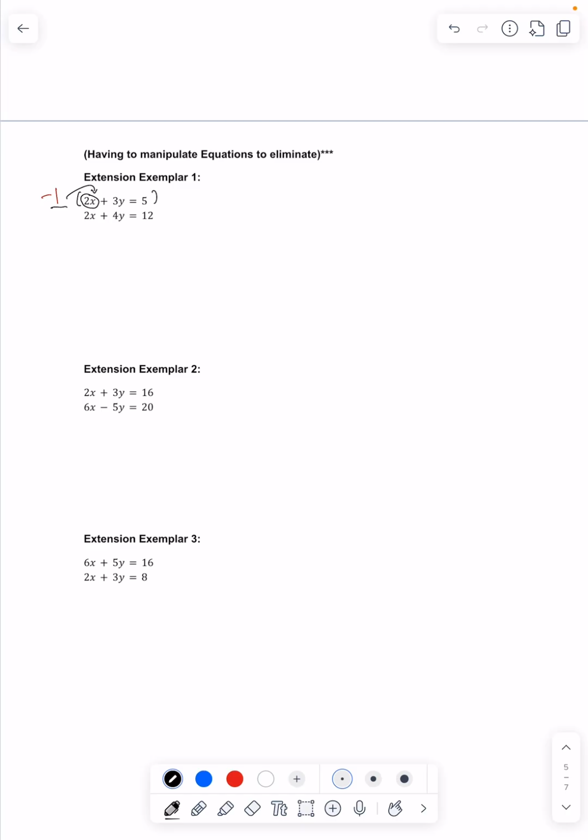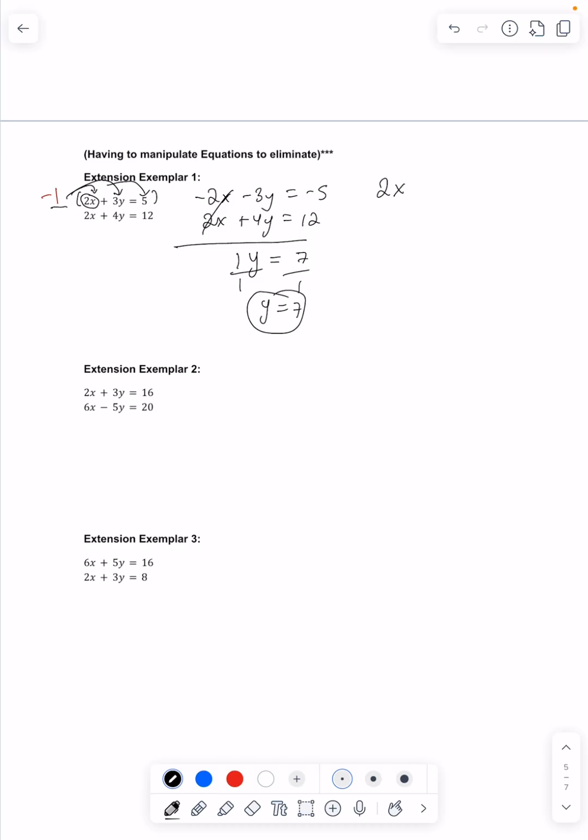Because now with negative 1, we can manipulate this equation and get negative 1 times 2x, that's negative 2x. Negative 1 times 3y, that's negative 3y. Negative 1 times 5 equals negative 5, right? And then now we could bring this original equation on the bottom down. These cancel, we get 1y is equal to 7. And I mean, divide by 1, that's just y is equal to 7 in this case, right?